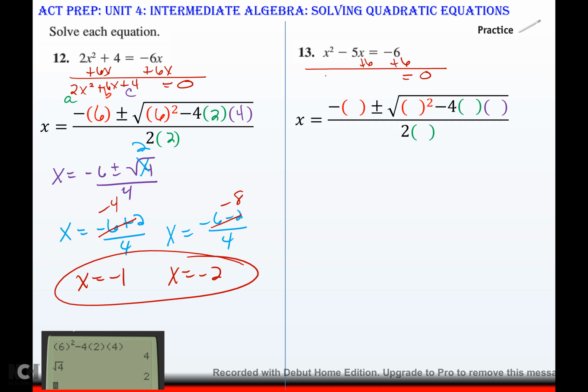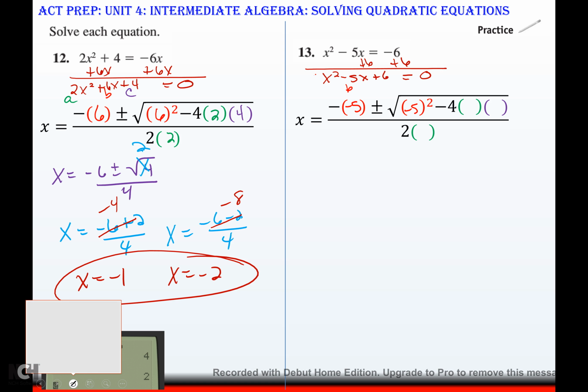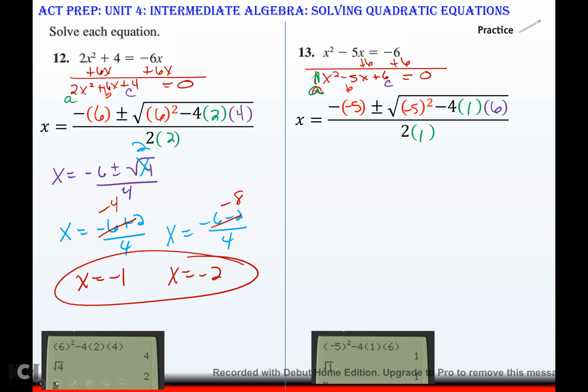Alright, on 13 we're not in standard form, so I'm going to add 6. Gives me 0. In quadratic order would be x squared minus 5x plus 6, which tells me that b is negative 5, that a is 1. Oops, didn't change color. A is 1. And c is positive 6. Typing just what's under the radical, I get 1. So I have x equals positive 5 plus or minus the square root of 1 all over 2.